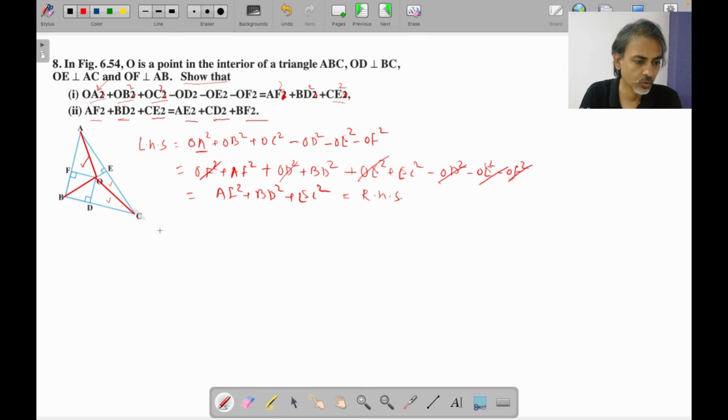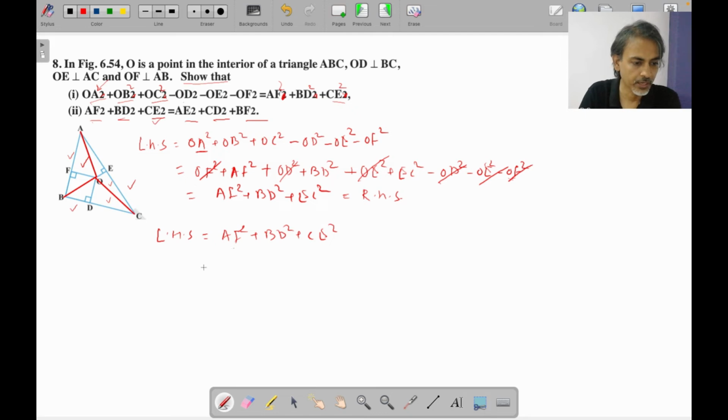So again, let's go into the triangles which we need to get. AF is here, and similarly we need to get BD, which is over here, and then we need to get CE, which is over here. So we know that we need to go into these three triangles. First let's write AF square plus BD square plus CE square, right?